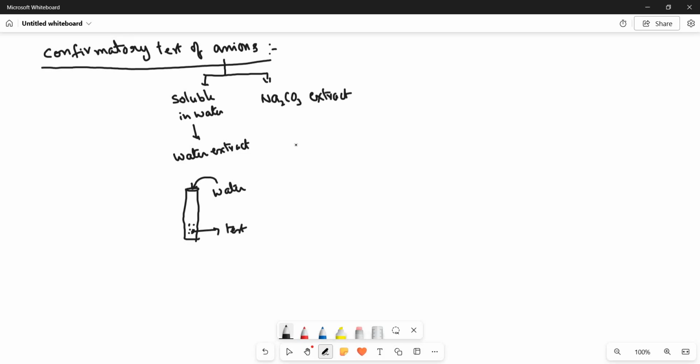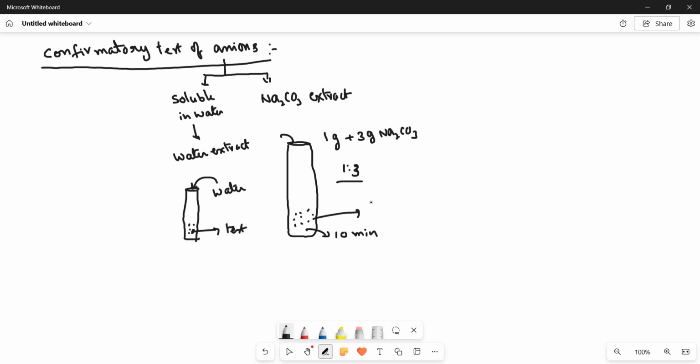The sodium carbonate extract is prepared in the boiling test tube. So larger test tubes, big test tubes are available. In the boiling test tube, take 1 gram of the salt and add 3 grams of Na2CO3, sodium carbonate. So this is a 1:3 ratio. Add the water and boil the solution at high temperature for approximately 10 minutes. Afterwards, whatever filtrate is obtained, that liquid is used for the testing purposes, which is called the sodium carbonate extract.